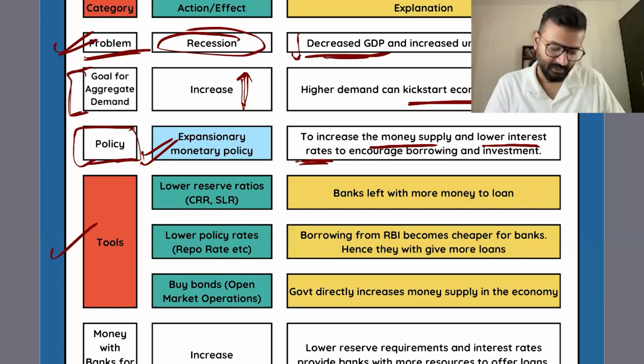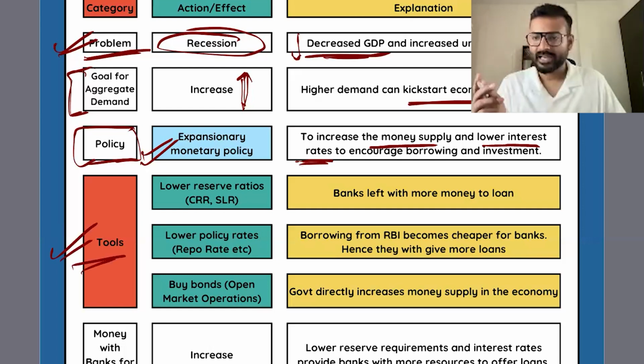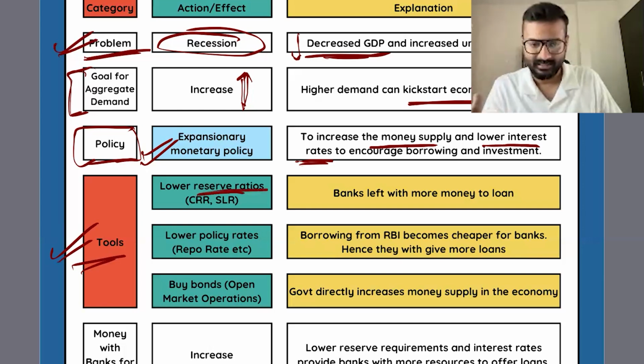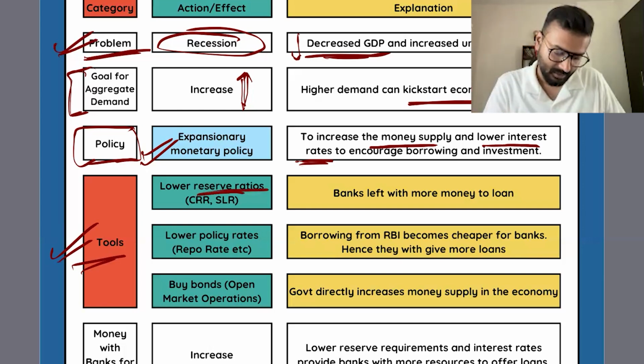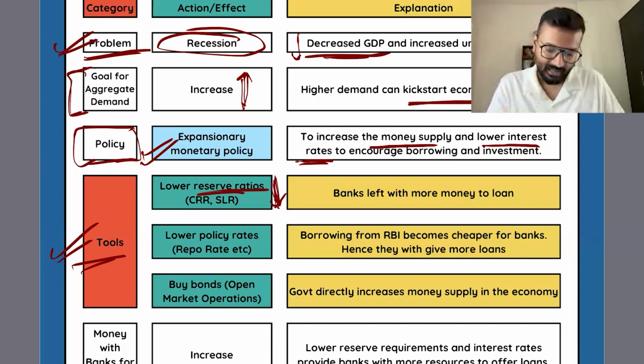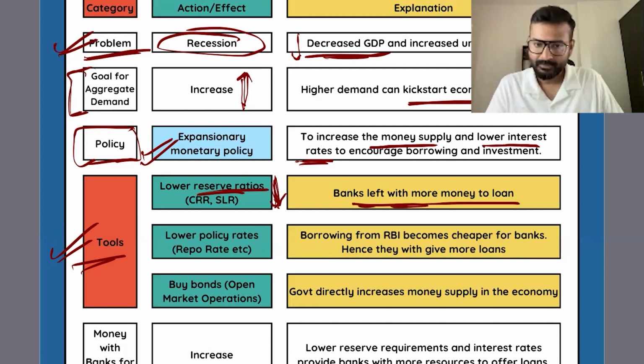Now, what are the tools available for RBI? So RBI has three kinds of tools. First is reserve ratios, so CRR and SLR, right? तो इसको कम करना पड़ेगा CRR and SLR को, so that banks have to keep aside less amount of money as reserves, and the banks will be left with more money to loan.